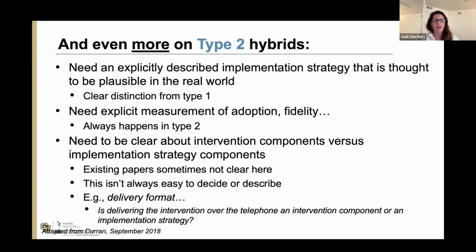And the thing that's really confusing about all this is the italicized words at the bottom. Is delivering an intervention over the telephone an intervention component or an implementation strategy? It's confusing because, what is the intervention? What is the implementation strategy? Because an implementation strategy is an intervention, right? So it's really a matter of picking.